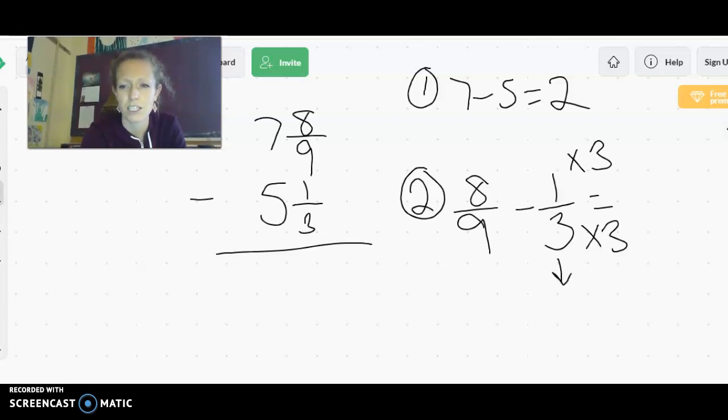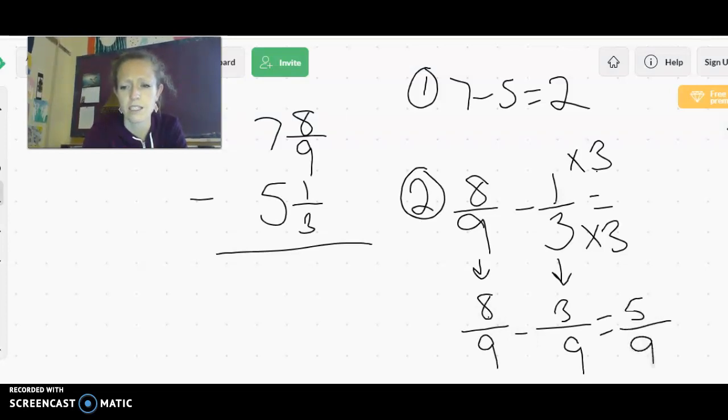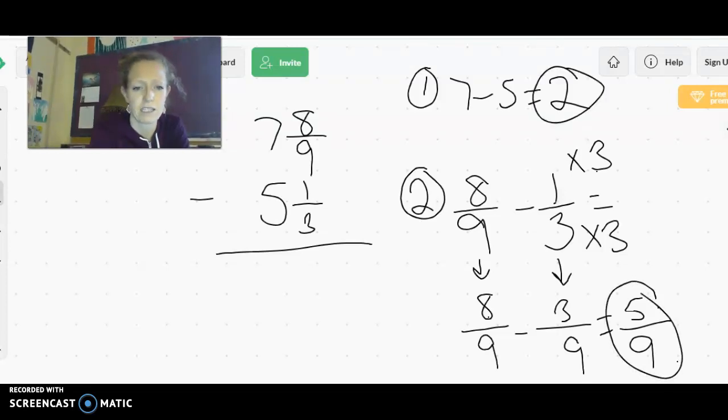Let's look at my new fraction. 1 times 3 equals 3. 3 times 3 equals 9. Now I'm going to bring my old fraction down. 8/9. I'm going to subtract them. 8 minus 3 equals 5. Bring that 9 across. Beautiful. Can I simplify it? Is there any number I can divide 9 and 5 by that would make them into a smaller or simpler fraction or expression? No. So there you go. So my whole number is 2 and my fraction is 5/9. 2 and 5/9.